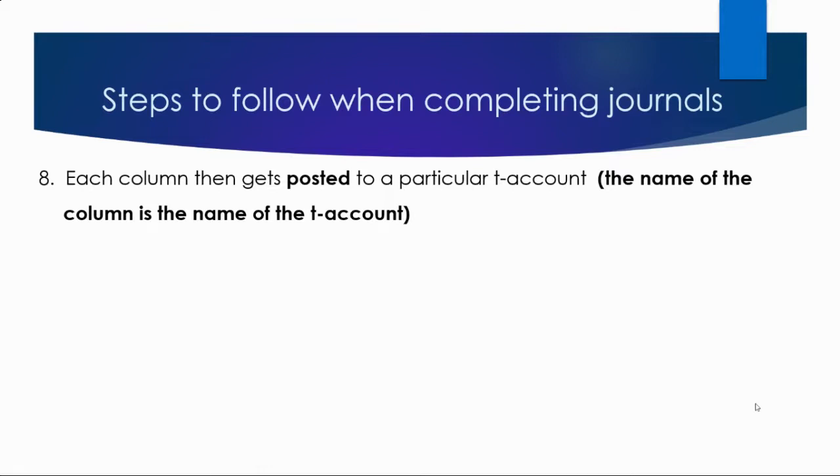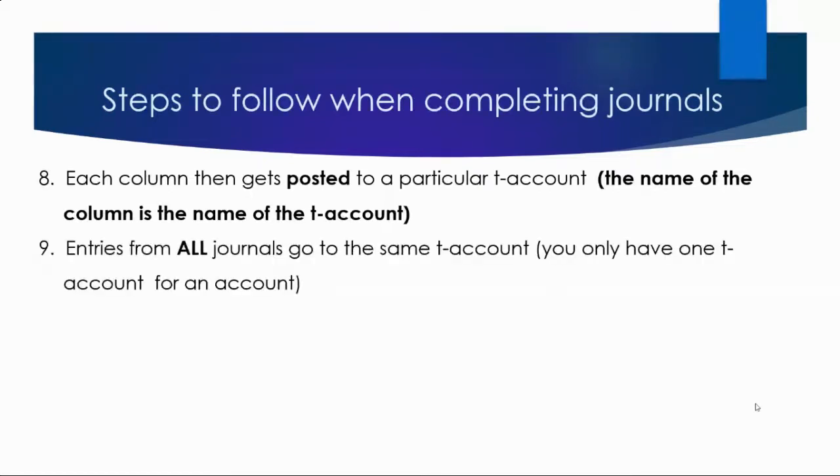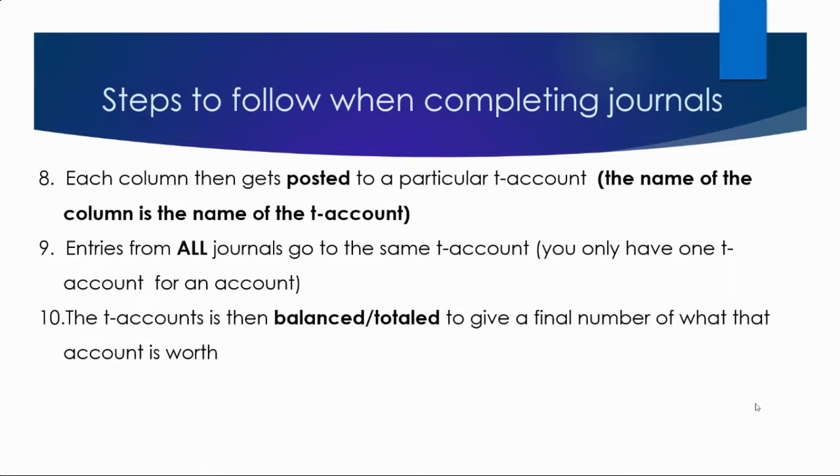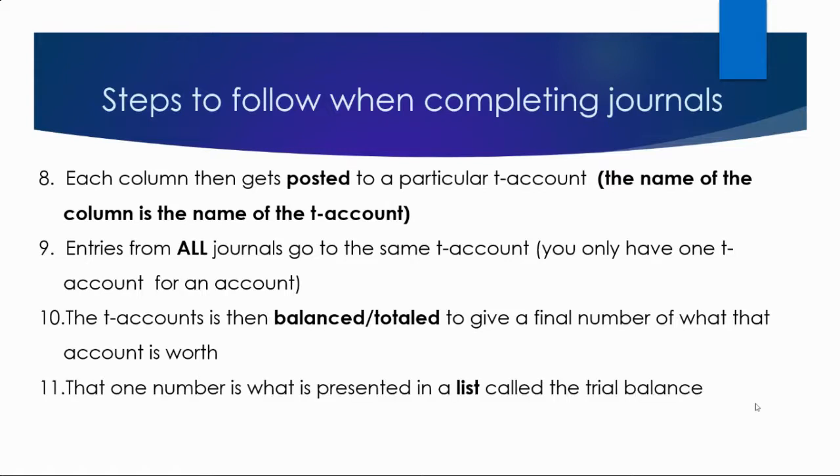Then once you've totaled it, you post each column to the name as indicated in the column name to your general ledger accounts. And then you do that for all the journals, they will go to the same T account if the name is the same. Okay? And then once you've taken it all to the general ledger account, then you balance and total the general ledgers, and then you transfer that to your trial balance by creating a list of all the accounts' current balances.